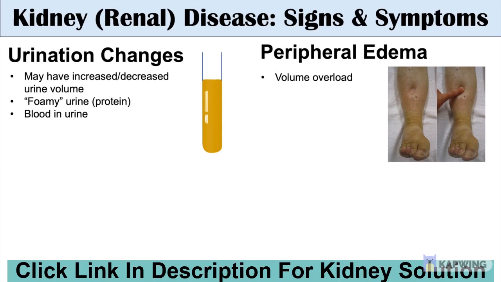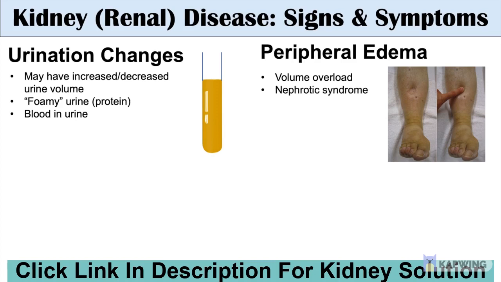If an individual is not losing enough volume through their renal system, they can have volume overload, and this can lead to more fluid in their interstitial areas. A lot of times we see this in the periphery, so in their lower limbs oftentimes. We can also see this with nephrotic syndrome.